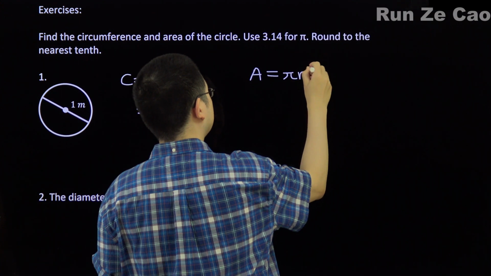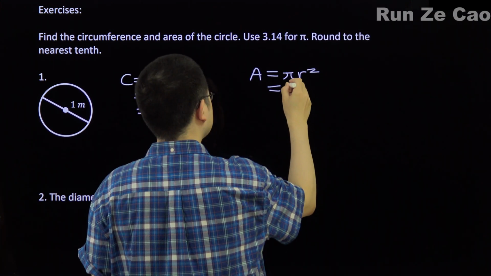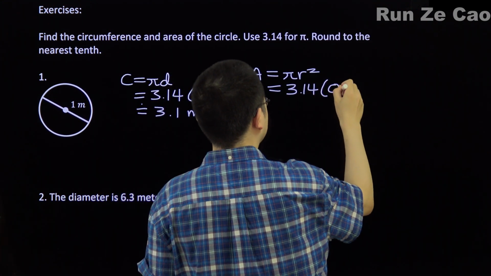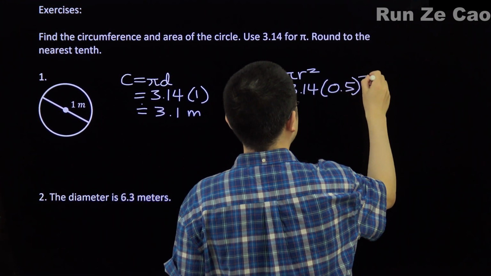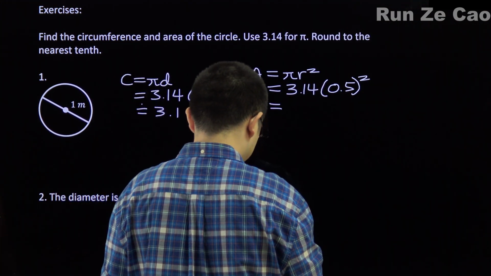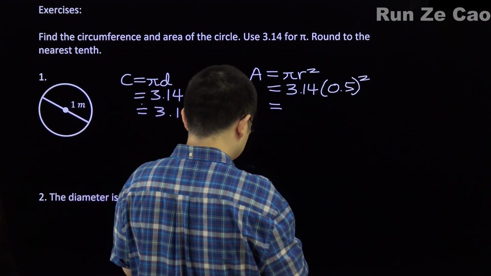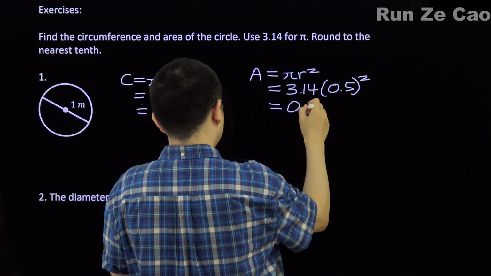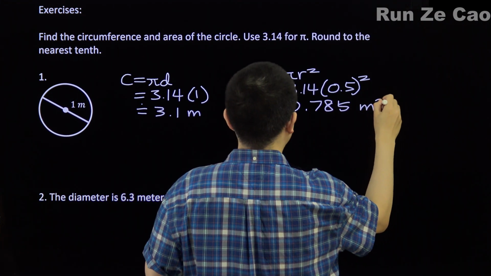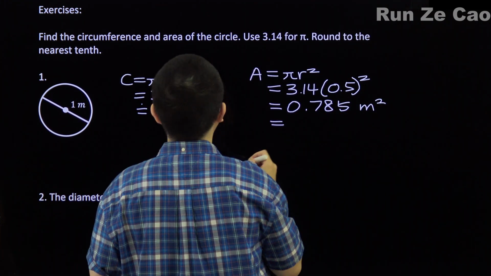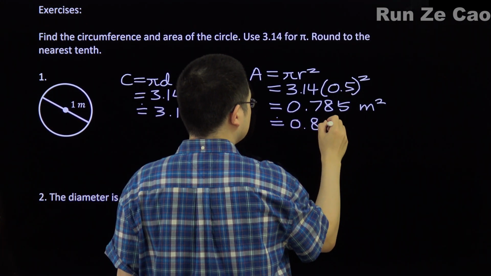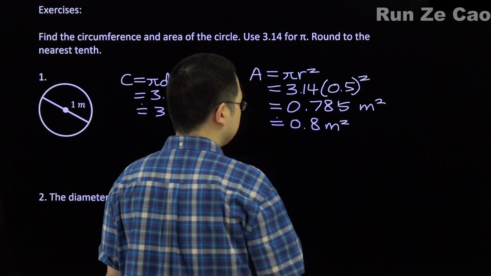And area is equal to pi r squared. So that means 3.14 times r squared. R is 0.5 squared. So times 3.14 equals 0.785 meters squared, which rounded to the nearest tenth is approximately 0.8 meters squared.